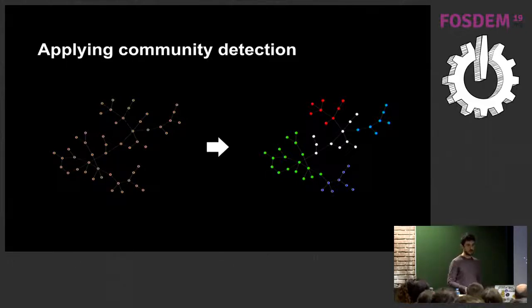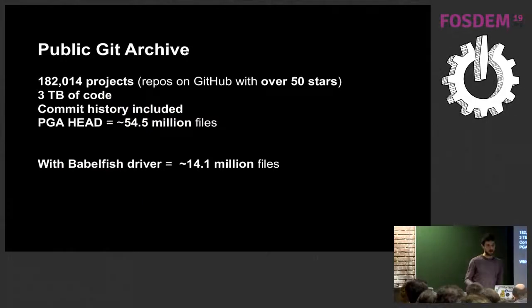So that was it for the Gemini algorithm. Now I'm going to talk a bit about the results I got while applying it. I used Public Git Archive, which is the largest dataset of source code in the world. It's maintained by source{d} and is created from all the repos on GitHub which have over 50 stars. It has the neat property, which we didn't use in my case, that it includes all of the commit history. But as I said, I only took the head, which still amounts to 54.5 million files.